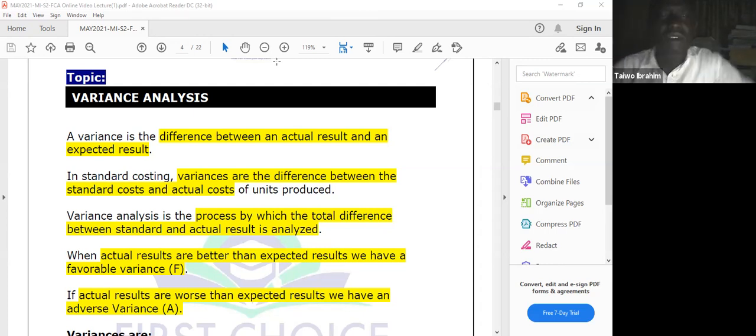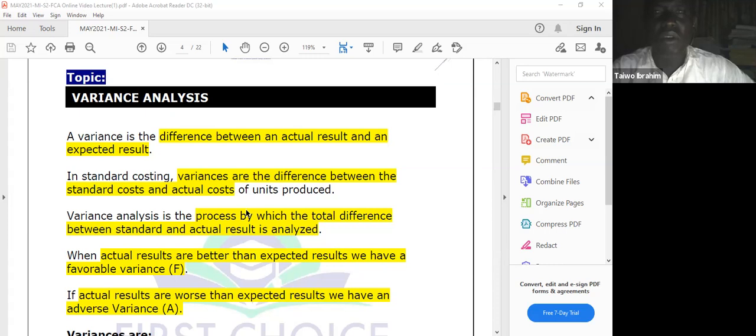And it's always done by a manufacturing manager. I hope you get what I'm saying. A manufacturing manager is the one involved in looking at what's different between the budgeted cost, what costs we are envisaging to incur, and our actual cost, the difference.